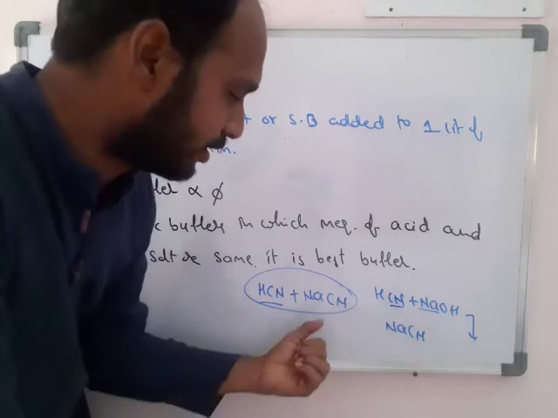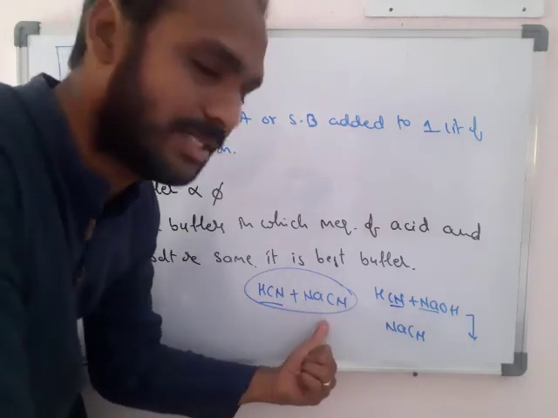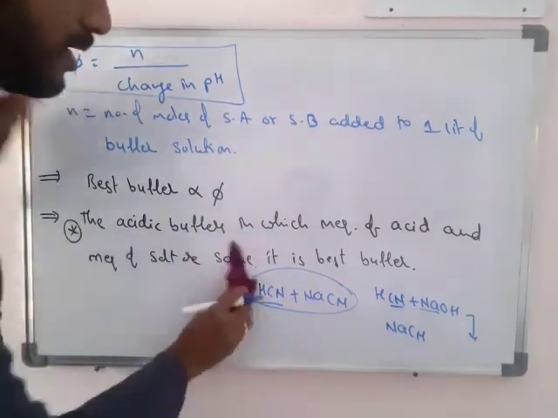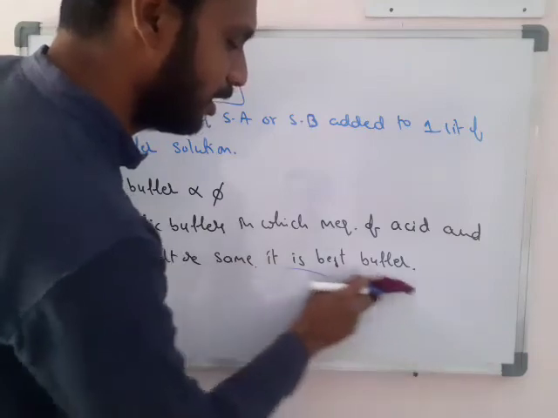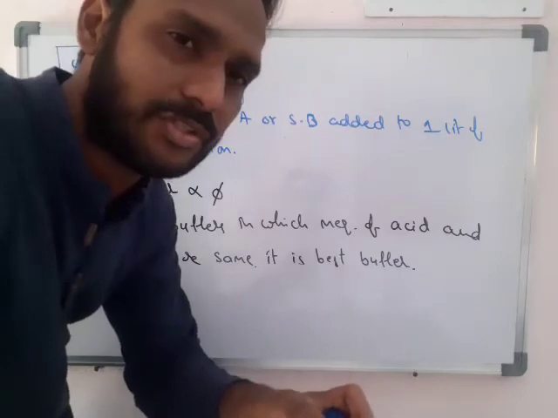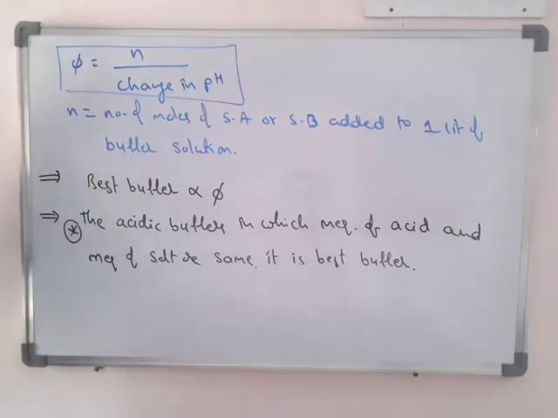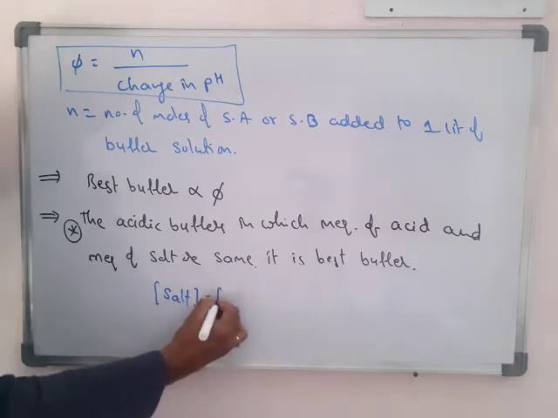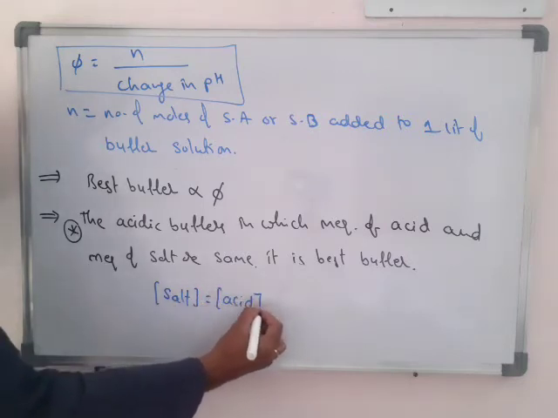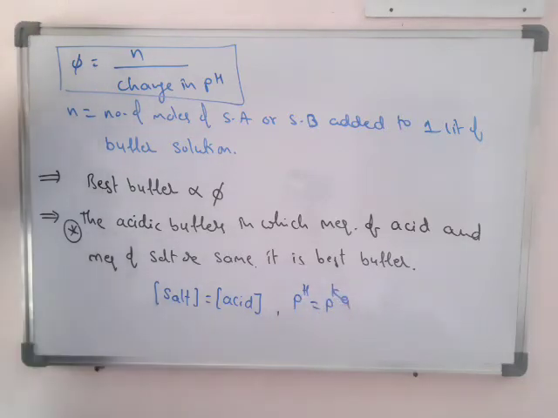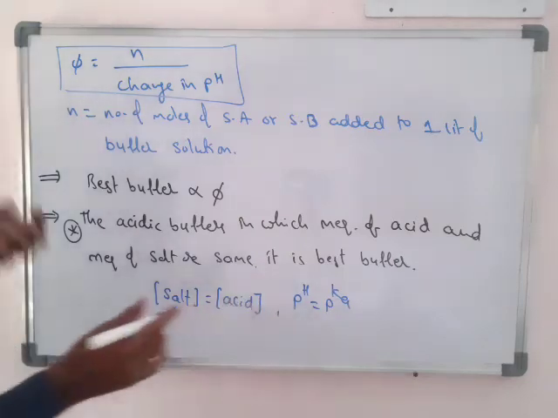Okay, if the salt concentration, nothing but its conjugate base concentration, and the acid concentration are the same, then it works as a best buffer. This was given experimentally and with the help of some other equations. What are those equations? In the next class we will see them. It means here pH is equal to pKa when the acid concentration equals the salt concentration. It is a condition for a best buffer.